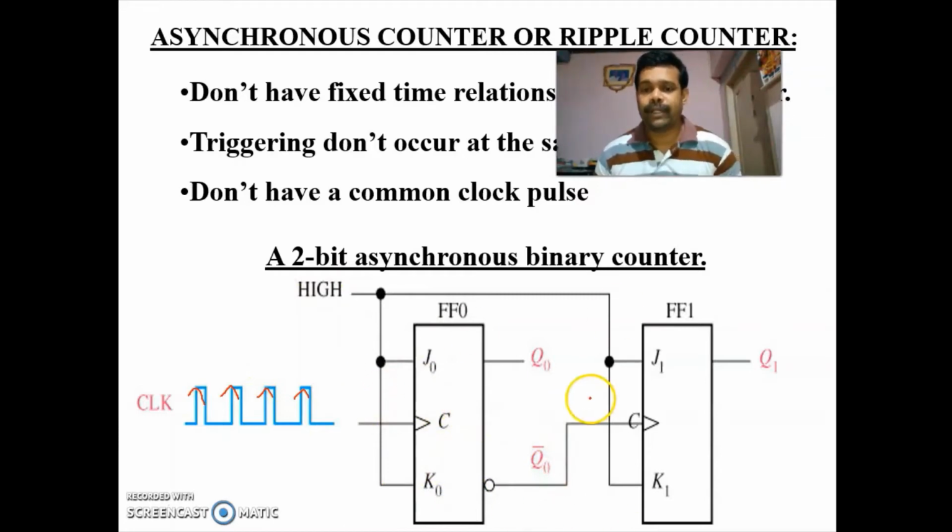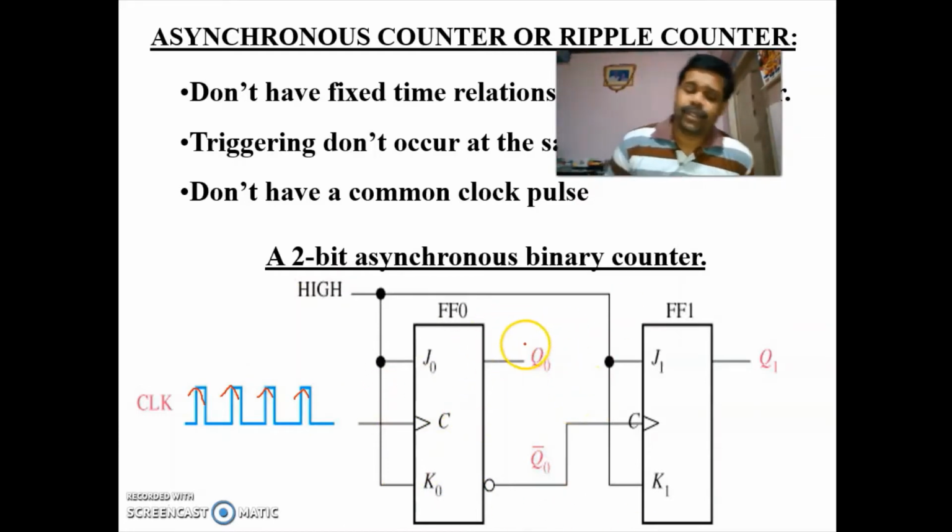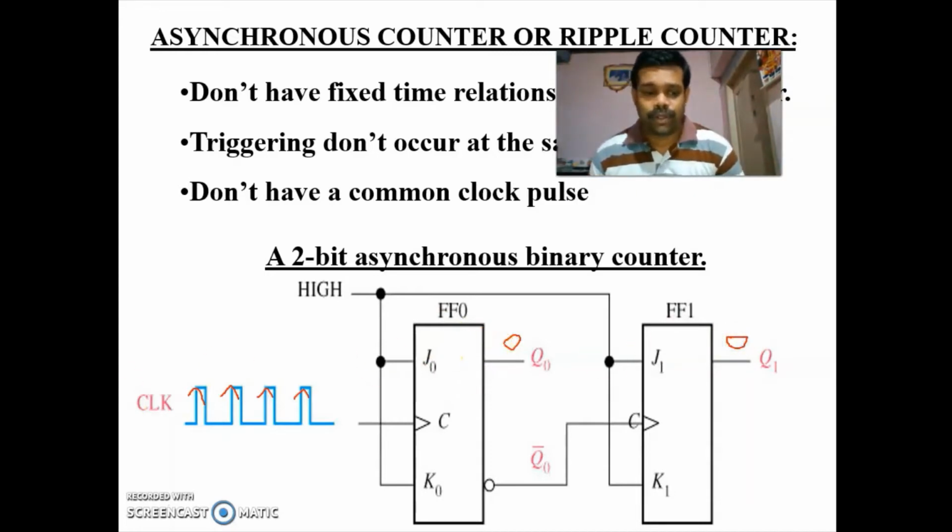So we are going for the working. Initially the outputs of both the flip-flops are 0. So if you are having 0 here, actually here you will be getting 1. Since we have put an inverter, that 1 will become 0 here.